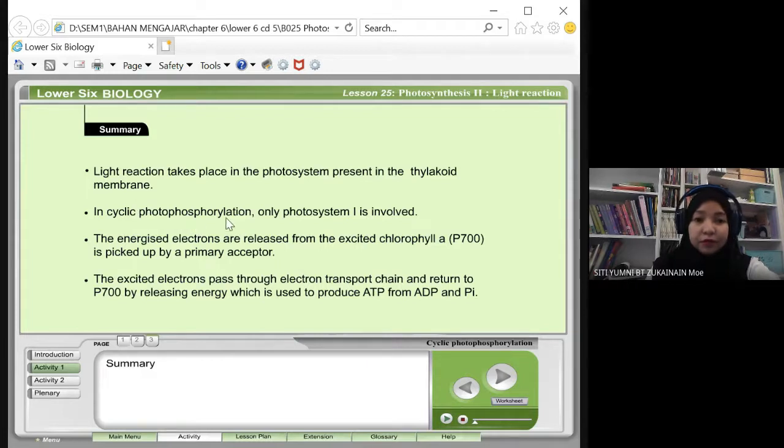So in cyclic photophosphorylation, only photosystem 1 is involved, while in non-cyclic photophosphorylation, both photosystems are involved. Then the energized electrons released from the excited chlorophyll a, P700, are picked up by a primary acceptor. The excited electrons pass through the electron transport chain and return to P700 by releasing energy, which is used to produce ATP from ADP and inorganic phosphate.